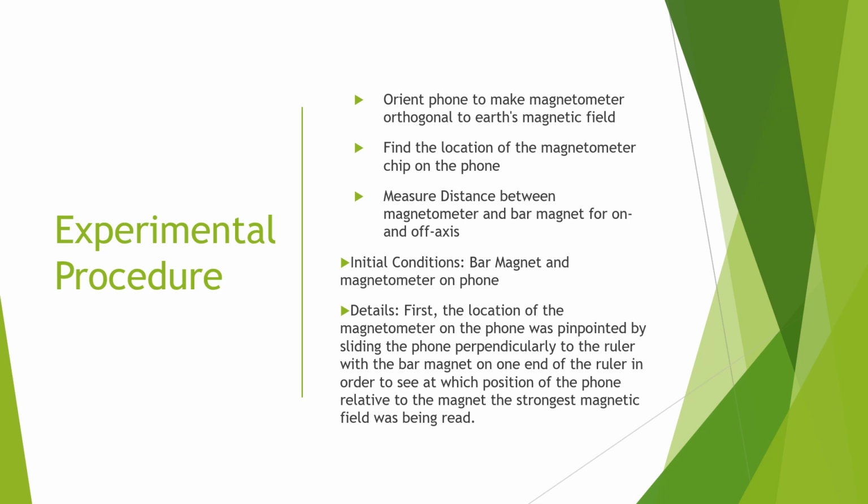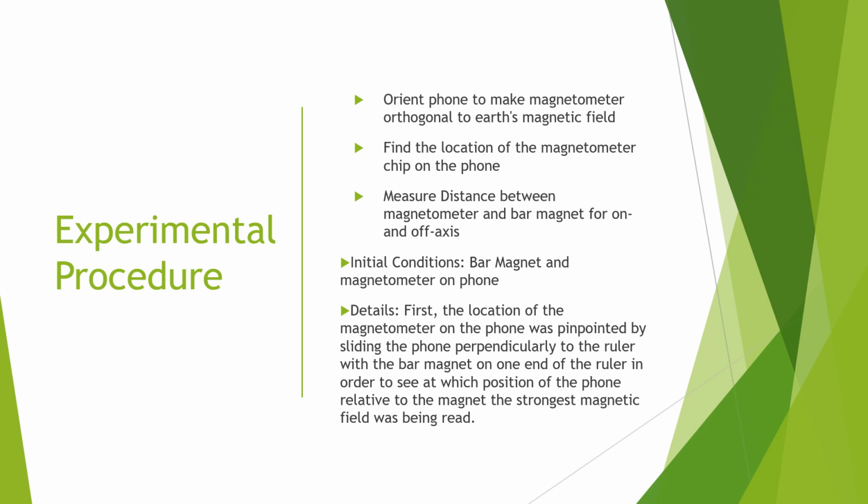Now for the experiment's procedure. First, we oriented the phone to make the magnetometer orthogonal to the Earth's magnetic field. Then we found the location of the magnetometer chip on the phone. We measured the distance between the magnetometer and the bar magnet for on and off axis. Initial conditions: bar magnet and magnetometer on the phone.